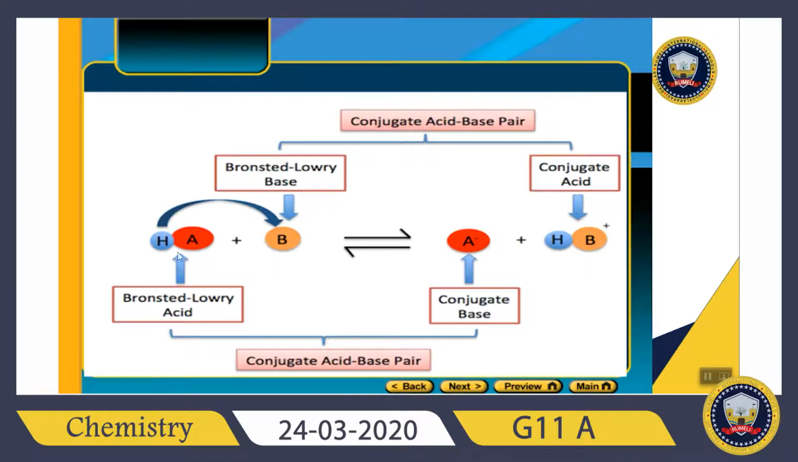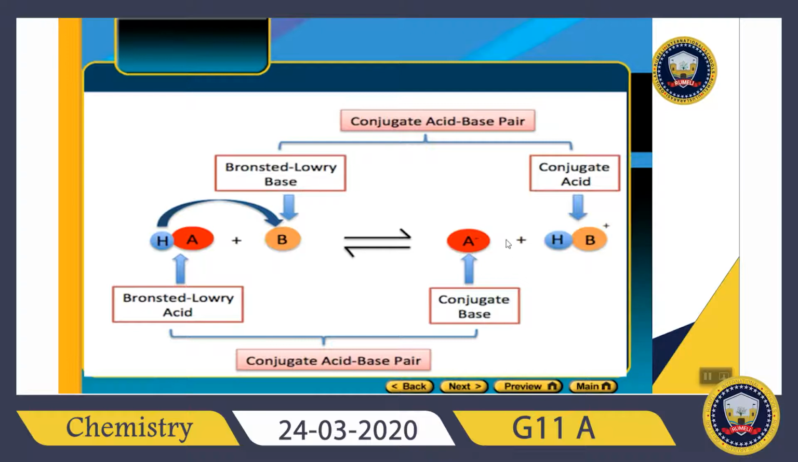So now on this side, HA is the acid. Why? Because it donates a proton to the B, and B is the base. So HA is a Bronsted-Lowry acid, and B is a Bronsted-Lowry base.